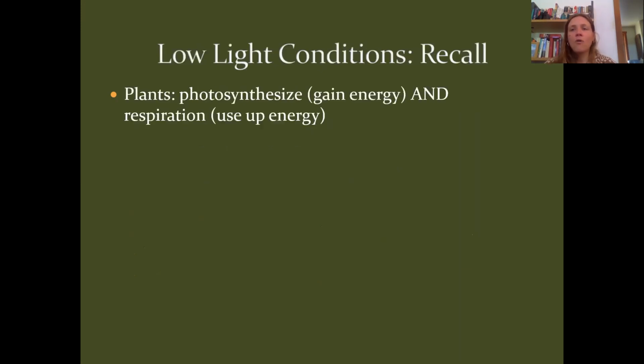Okay, so going back to what we talked about a couple weeks ago, the light is necessary for plants to be able to photosynthesize. That's how they gain energy. But plants also respire. They also use up energy that they make through photosynthesis by burning that energy, those sugars in their cells, to do all the different kinds of metabolic processes and grow like plants are able to do.